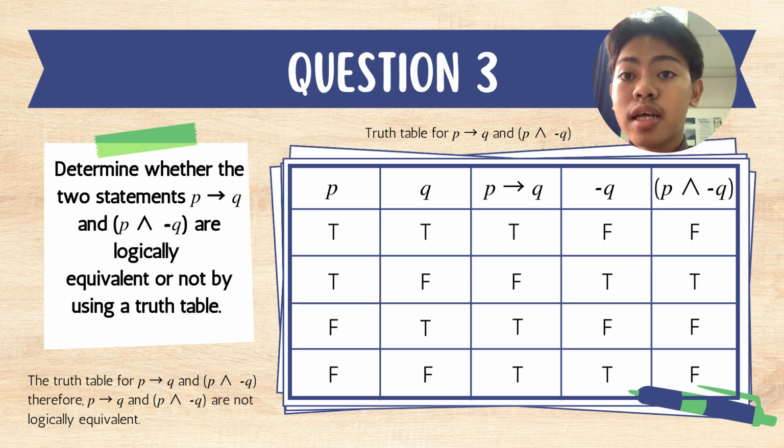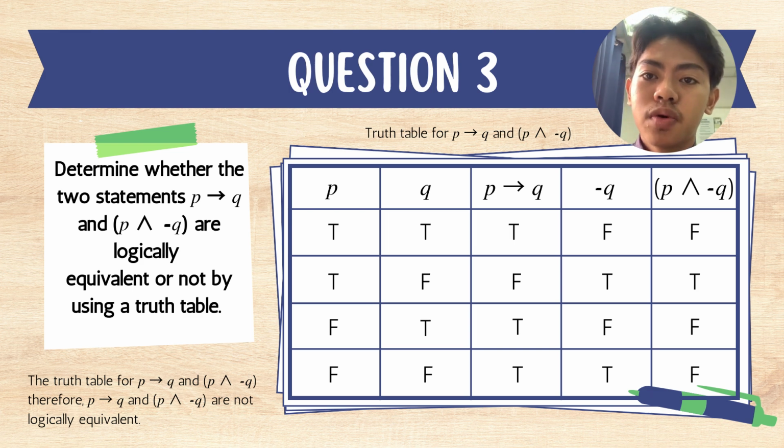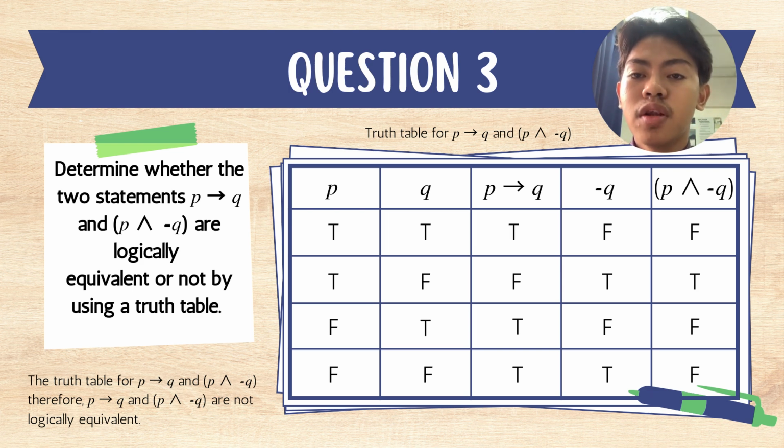The truth table lists all possible truth values of P and Q. Here are the columns we'll be working with: P, Q, P then Q, not P, not Q, P and not Q. Now, let's consider all possible combinations of truth values for P and Q. For row 1, P is true and Q is also true. For row 2, P is true and Q is false. For row 3, P is false and Q is true. For row 4, P is false and Q is false.